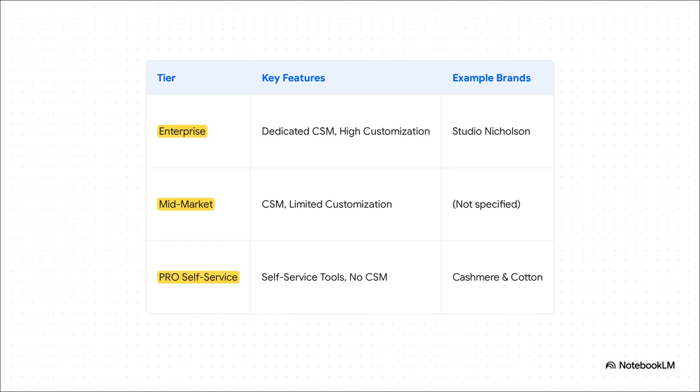Now, this is really important to know. Not all clients get the same level of support from Global E. You've got your enterprise clients, like Studio Nicholson, who have their own dedicated customer success manager, a CSM. But then you have pro self-service clients, like Cashmere and Cotton, who are using more standard tools. So why does this matter to you? Well, that pro client might lean on you for guidance a lot more because they don't have that direct line to a person at Global E.